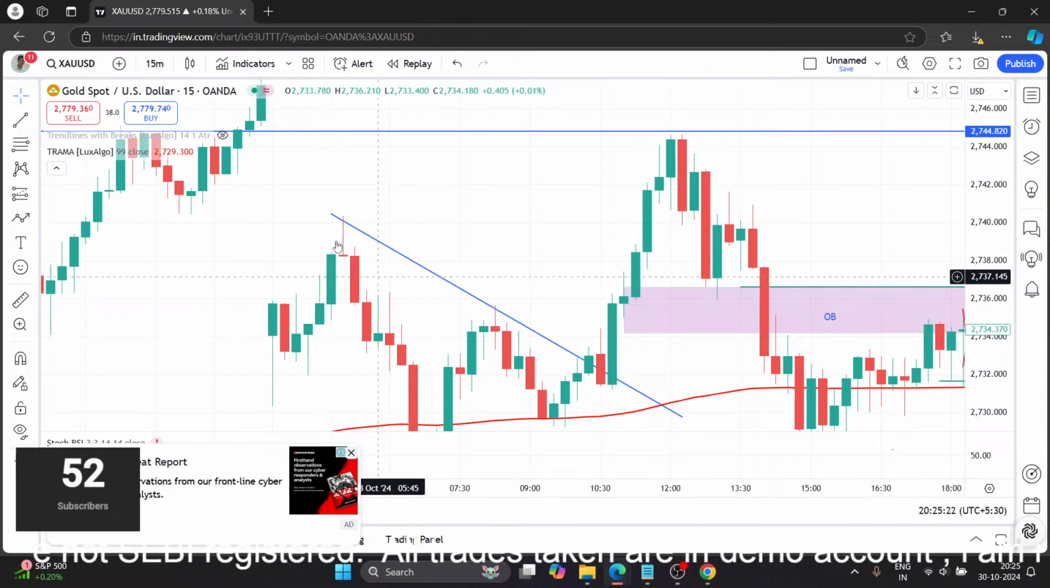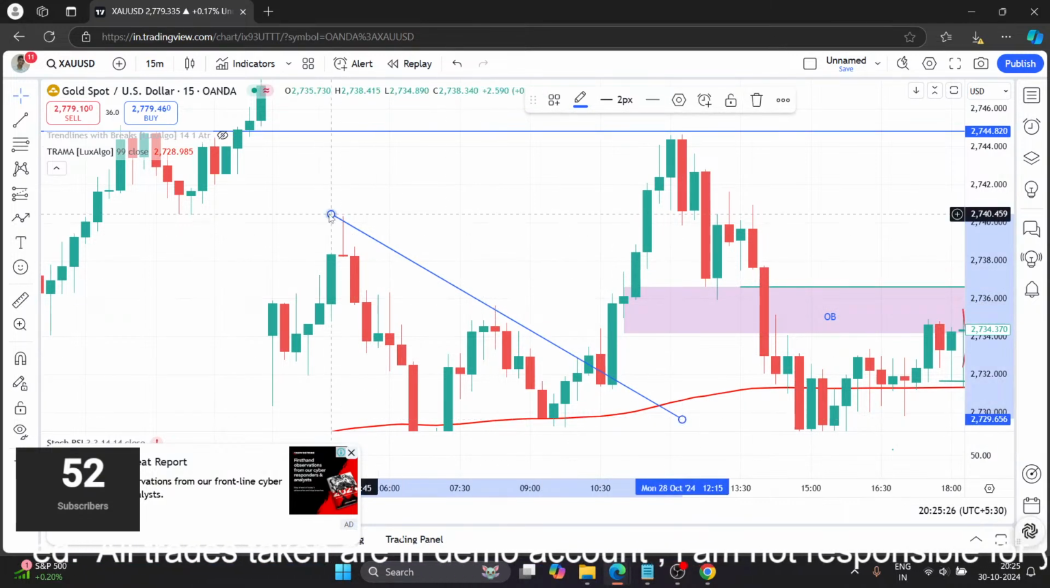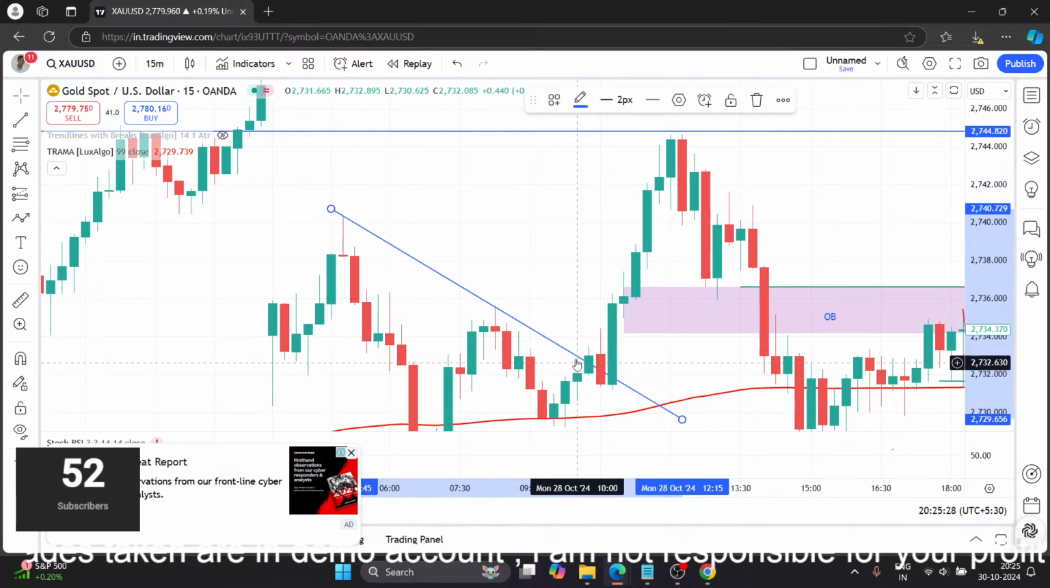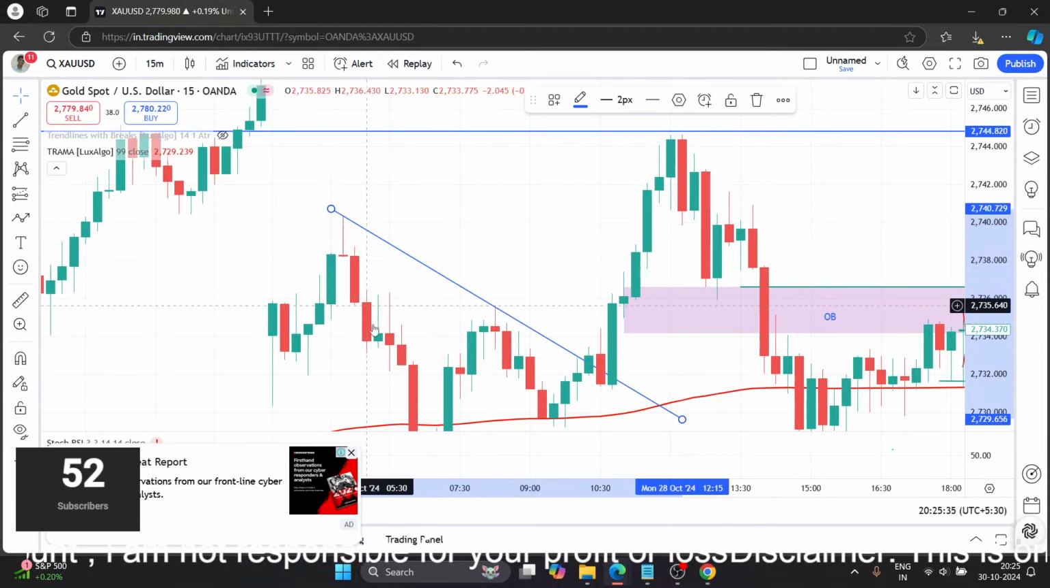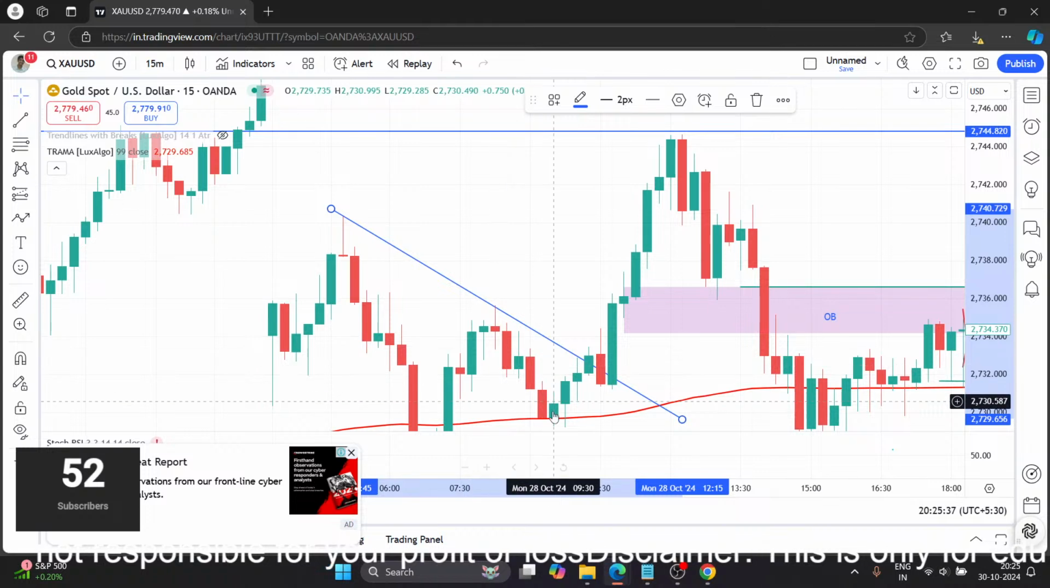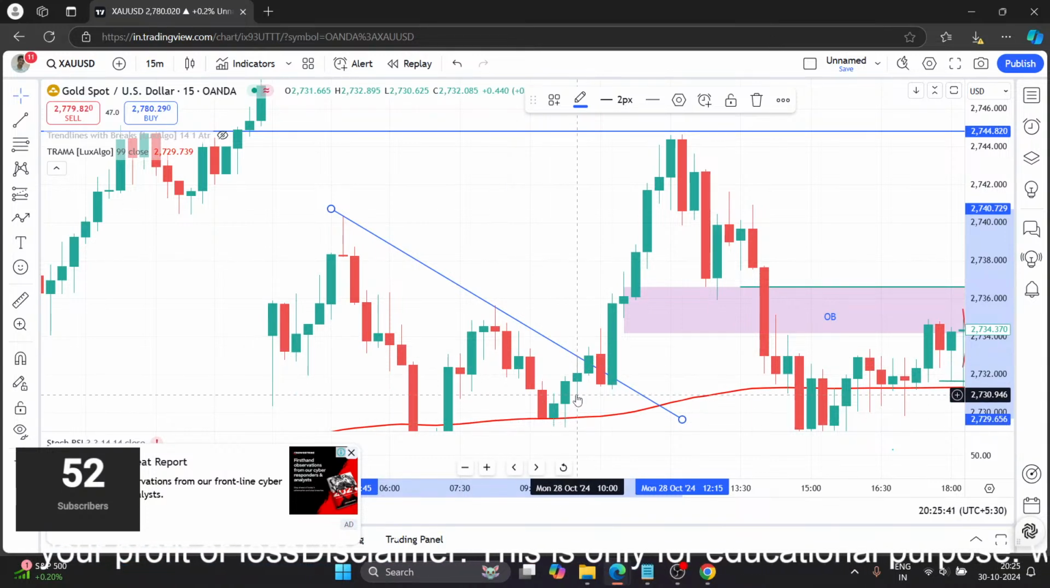So what has happened here? I have drawn a trend line here in the 15 minute chart. You can see there are 1, 2, 3 wicks. Once it hits the trend line, it comes down. It hits the trend line, comes down. Here it has hit the trend line and come down.